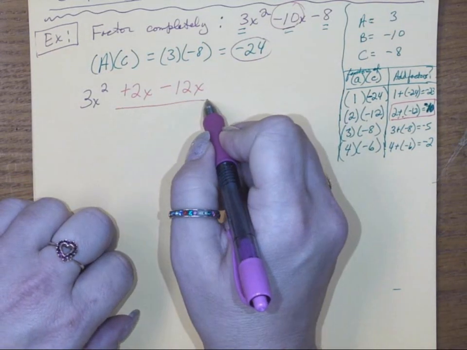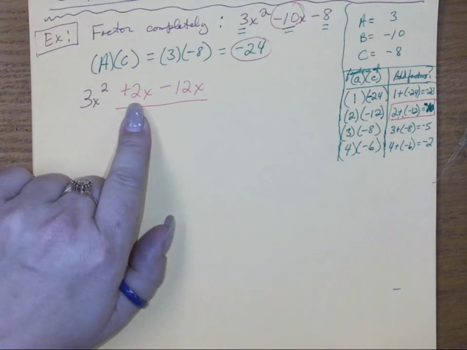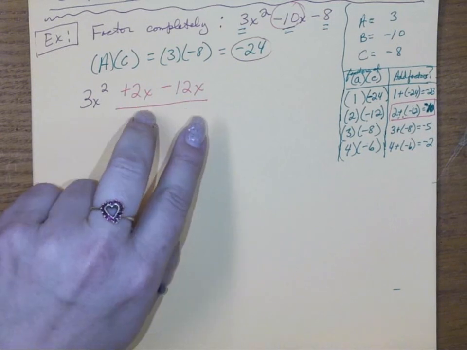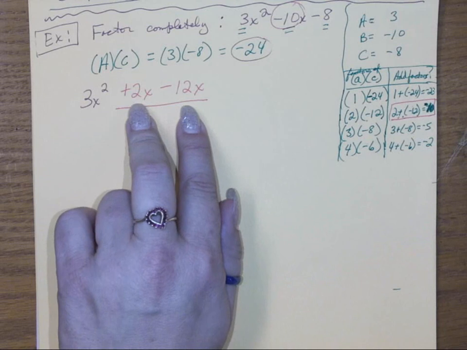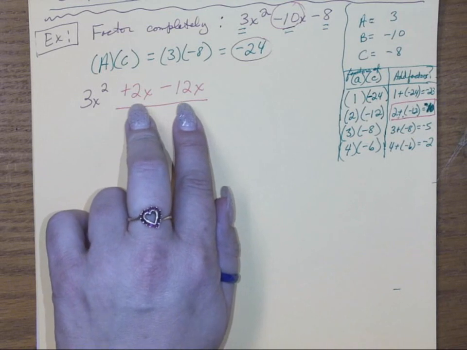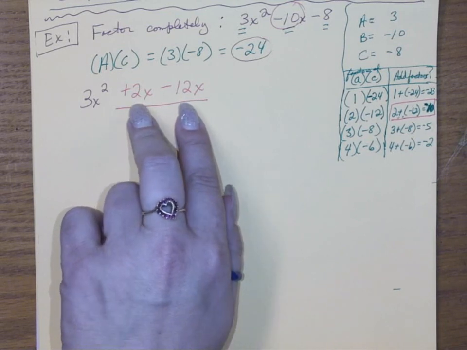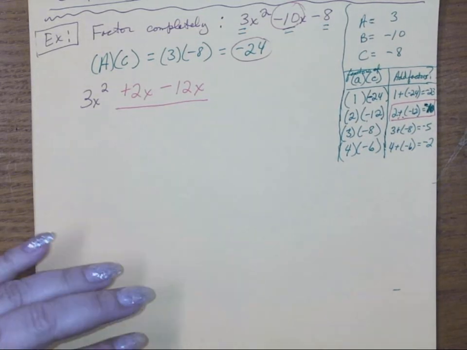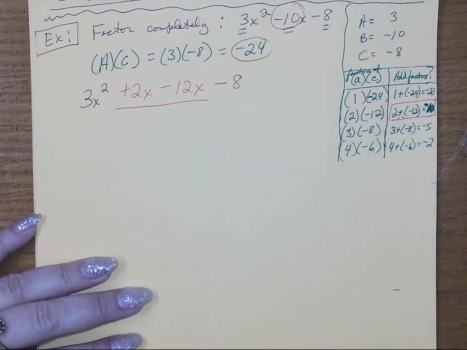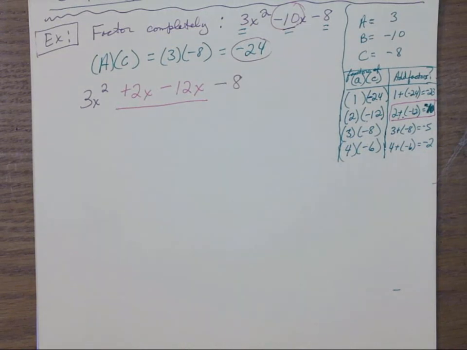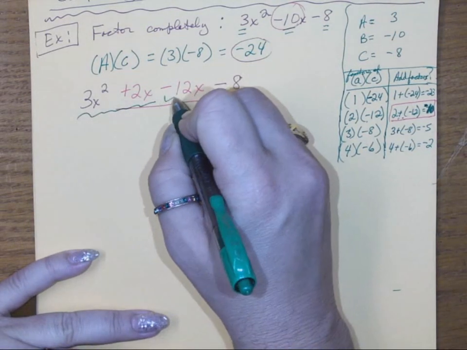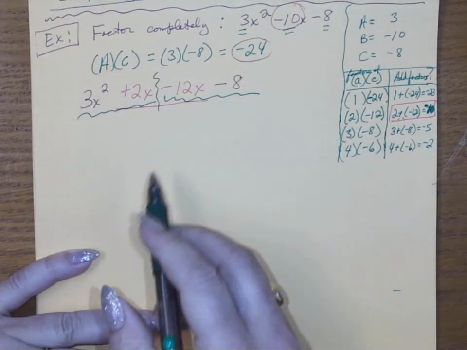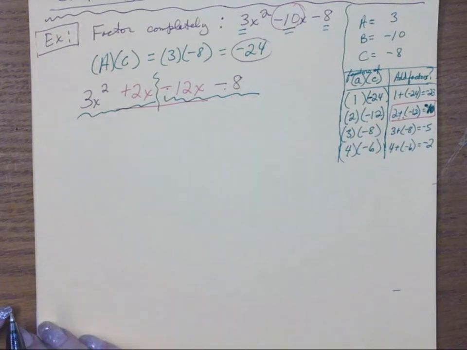And when I look right there, what I just did was I replaced negative 10x with these 2 terms. So when I do that, I better be able to say, hey, that works. Plus 2x, negative 12x, that's going to give me a negative 10. And then I still have the minus 8 hanging around. So go ahead and see if you can do factor by grouping. Remember what I told you. When you group these, this negative sticks with that group.